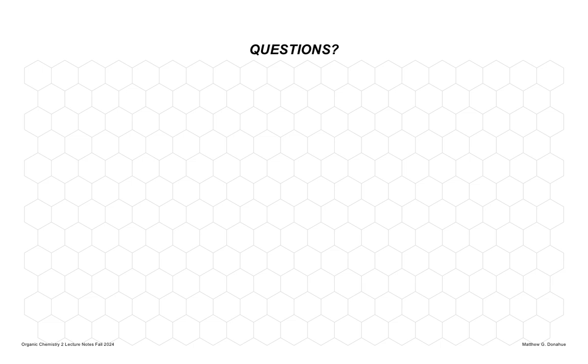Any questions so far? So we'll look at what do we need to use to make secondary alcohols? What do we need to use to make tertiary alcohols?